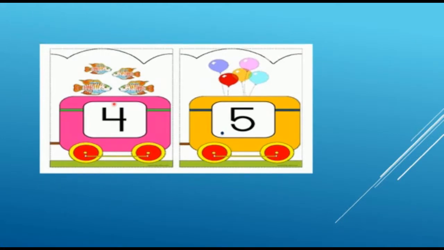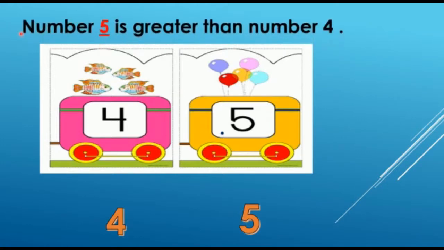Here 4 fish. How many fish? 4 fish. Here 5 balloons. 5 balloons. Then see which number is greater. Okay, 4 or 5. 5 is greater than 4 because here one number is increased. Then number 5 is greater than number 4.